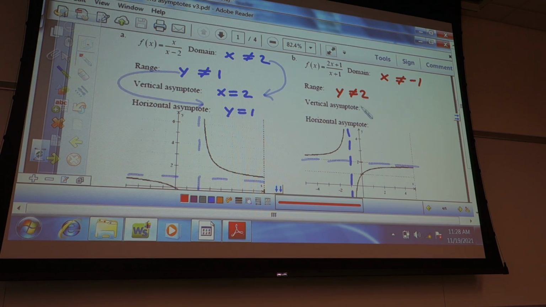So then my vertical asymptote, let's see, vertical is the up and down. That occurs at -1. So something at -1, which one's at -1? Oh, x. So it must be x is equal to -1. So that's this line here. And this one here is at 2. So what's at 2? Oh, y is at 2. So when y is equal to 2, that's my horizontal asymptote. Again, horizontal goes along the horizon.